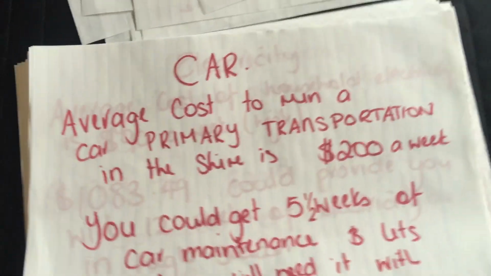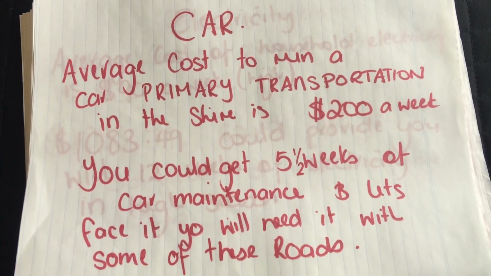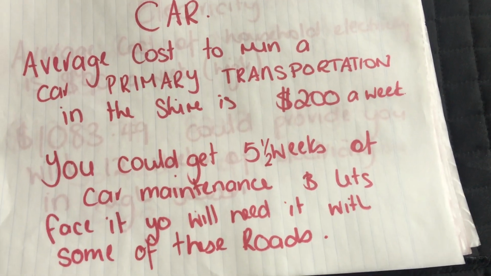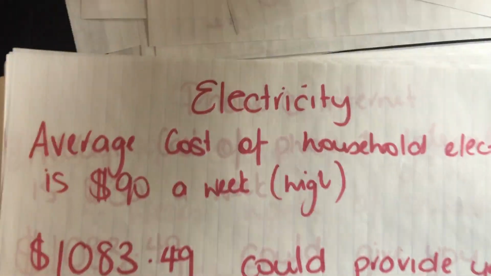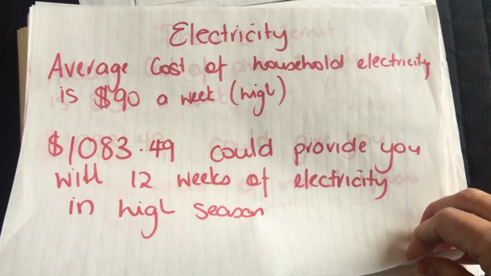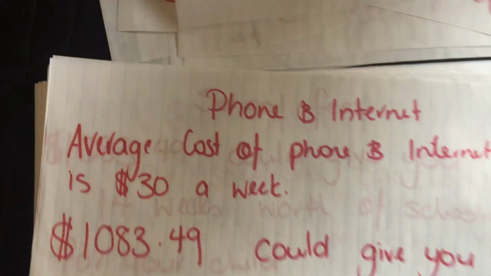Car, the average cost to run a car, now this is not with repayments, which is the primary transportation in the Shire, is $200 a week. You can get 5.5 weeks of car maintenance, and let's face it, you'll need it with some of these roads. Electricity, cost of household electricity is $90 a week. That's in high season. This money could provide you with 12 weeks of electricity in high season.